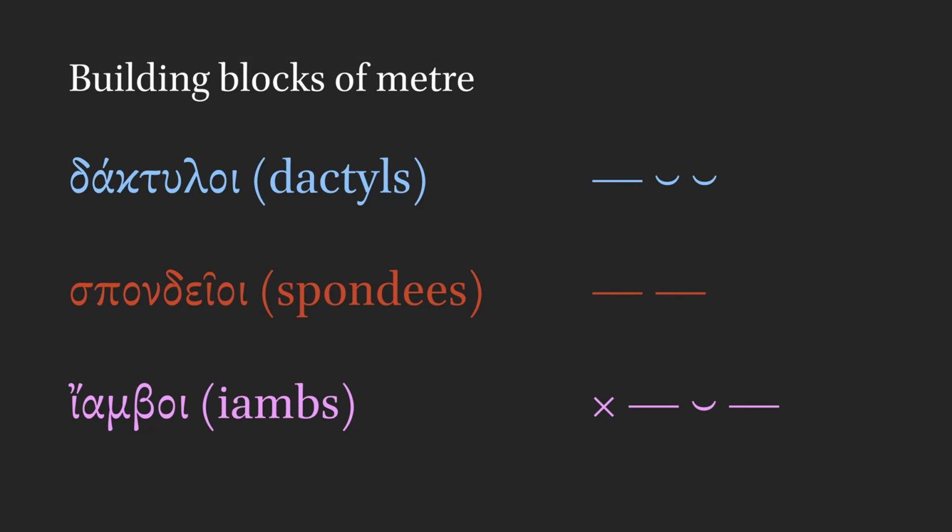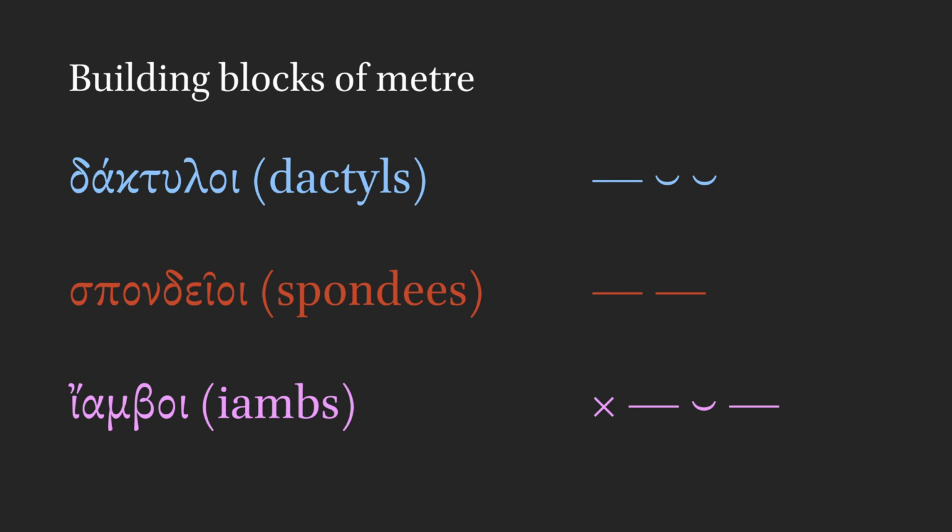Part 3. Building blocks of metre. In this video, we're going to look at how different patterns of sounds can come together to form a piece of poetry in ancient Greek. In later videos, we will look in more detail at the mechanics of how these patterns work, but today we're going to focus on an example.